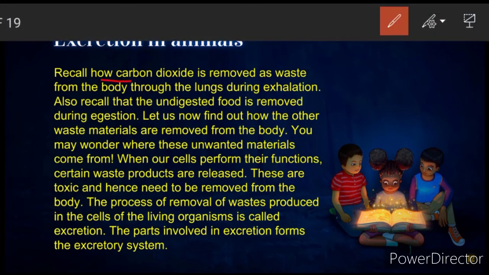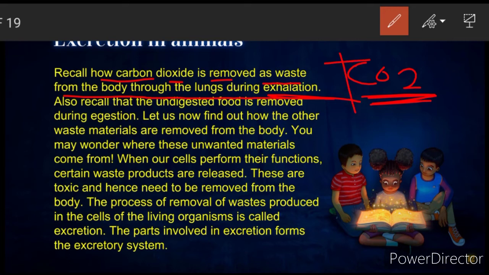So recall how carbon dioxide is removed as waste from the body through the lungs during exhalation. When you are exhaling, breathe in properly, then breathe out. Just inhale and exhale. When you exhale, people, you are going to exhale carbon dioxide. That is CO2, not good at all for your body, but your body produces it, and then plants are going to take that.